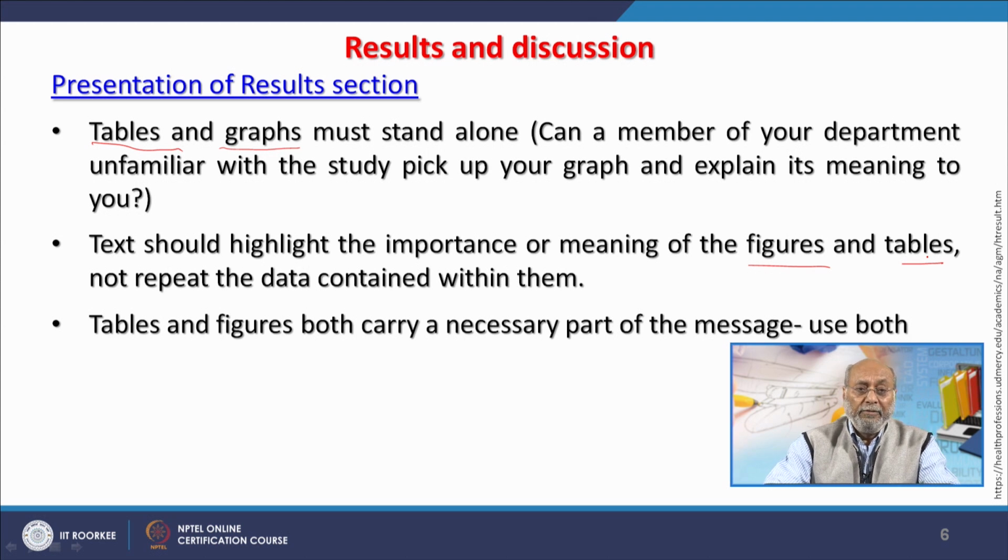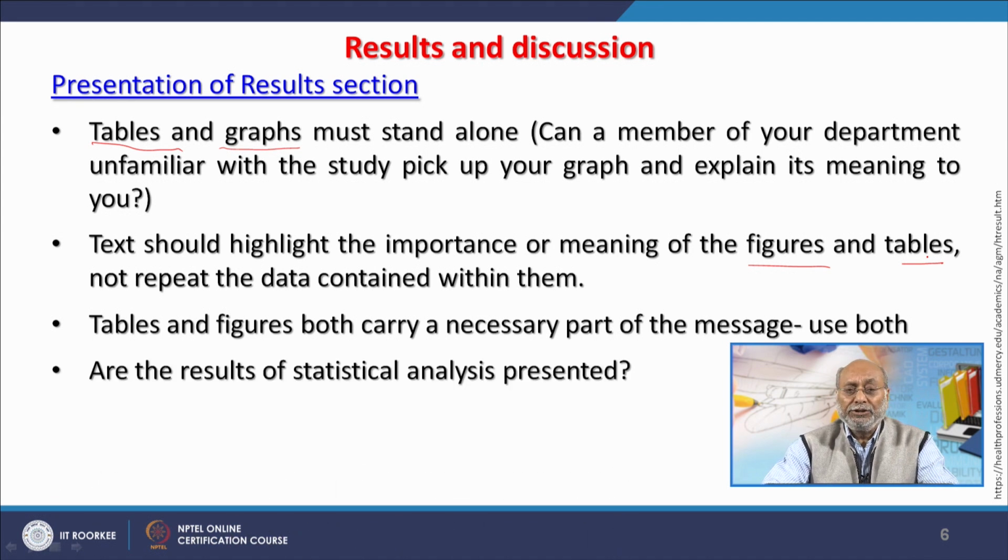Both tables and figures carry a necessary part of the message, and therefore one should not avoid them. If required, definitely use both types of presentation of results. We can ask ourselves while writing this section whether the results of the statistical analysis are presented sufficiently or not. If not, then we should add a few more figures, graphs or tables if required. Because once a paper is submitted for review or a thesis for evaluation, if the reader, evaluator or examiner finds that sufficient statistical analysis has not been presented, there will be a lot of questions, and that goes in a negative sense for a work.